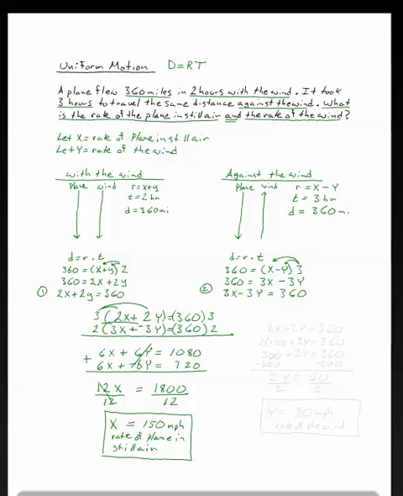Now to get the speed of the wind, or the rate of the wind, I just have to go and grab one of my equations. So let's just use the first one. We'll use 2x plus 2y equals 360. But now I know that x is equal to 150. So I substitute that in for x. So 2 times x, which is 150, plus 2y equals 360. 2 times 150 is 300. So 300 plus 2y equals 360.